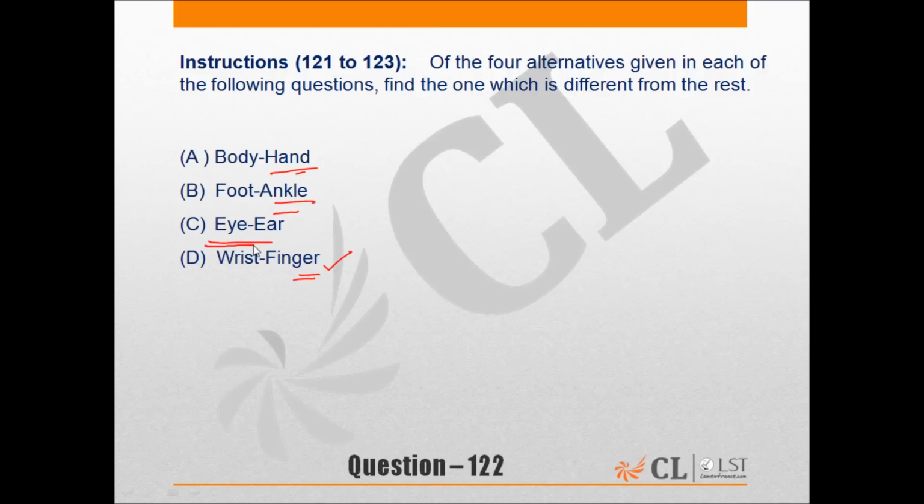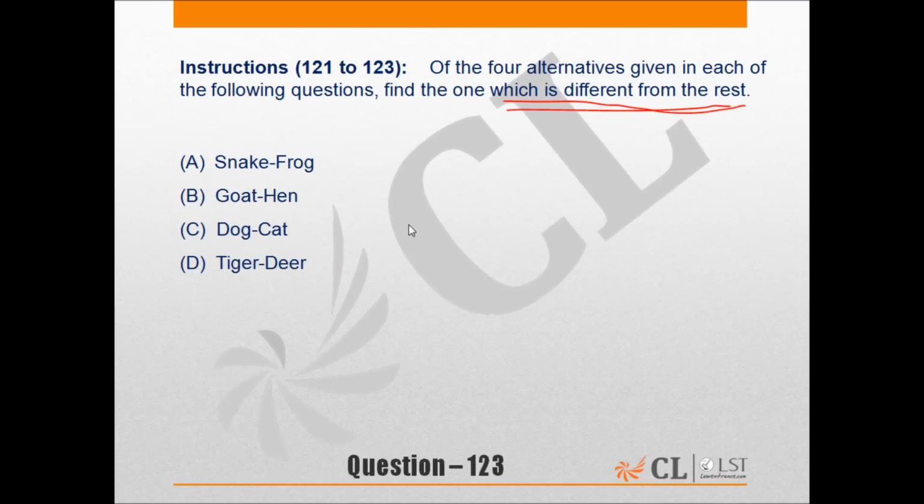Snake and frog, what is the relation between these 2? Snakes eat frogs. Goat and hen, is there any relation between these 2? We don't know. Dogs and cats, dogs will attack cats and will often eat them up as well. Tigers, they will attack deer and eat them up. Goat and hen, now we can clearly see, are the odd one out. Goats and hens, both are vegetarians. Neither one will eat the other. Whereas in the other options, the first animal is the predator, the second animal is the prey. Hence, option B will be the right answer here.